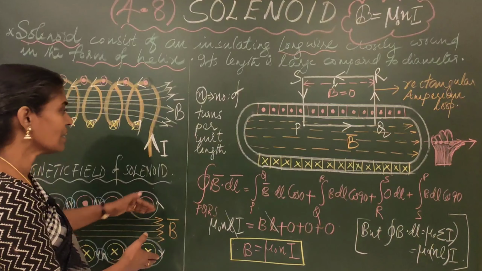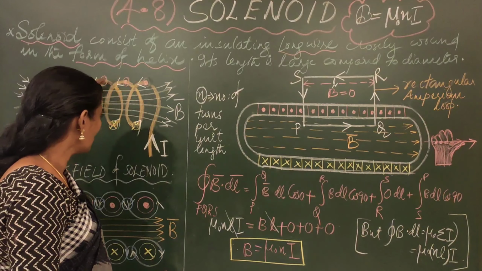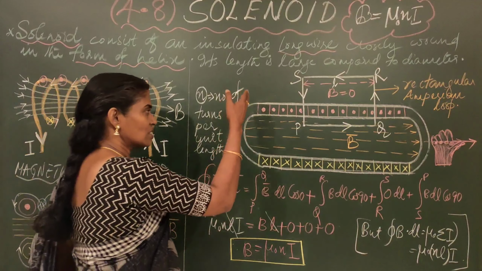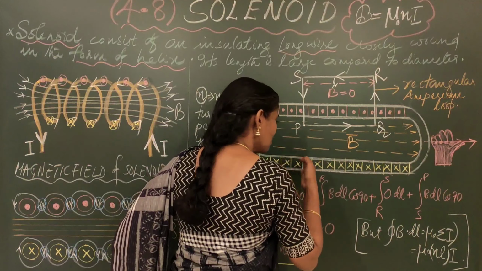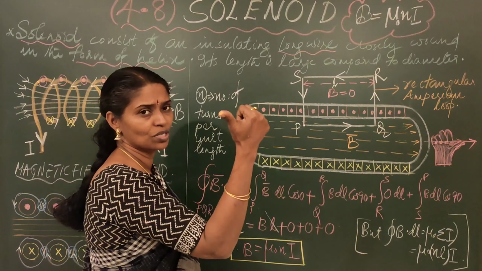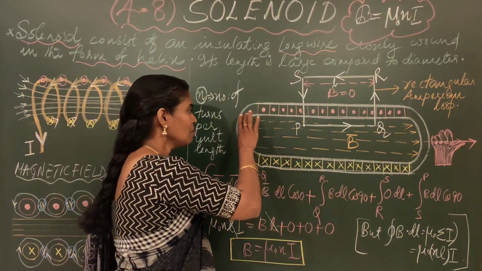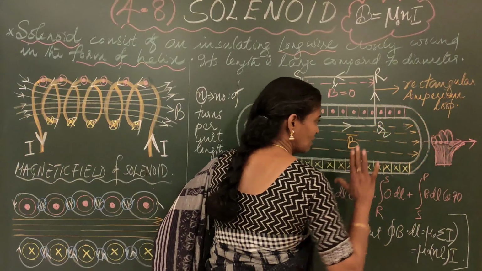So the same figure redrawn here. Same figure. These are magenta dots, this is a yellow cross. The same magenta dots, the same yellow cross. Magenta dots show current out. Yellow cross shows current in. In between you have uniform magnetic field.